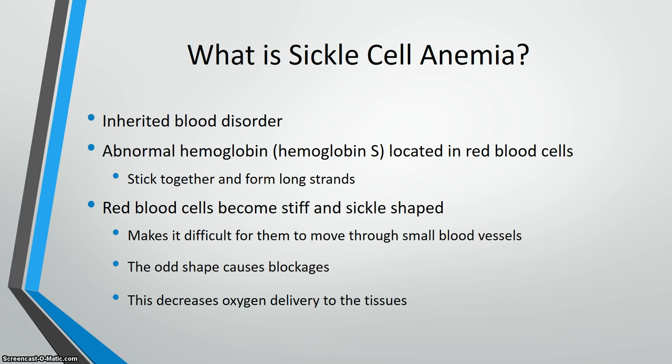So, sickle cell anemia is an inherited blood disorder, and people that are affected by this have abnormal hemoglobin located in their red blood cells. So, hemoglobin basically is a protein that carries oxygen and delivers it to the tissue. However, with people that have sickle cell anemia, this hemoglobin tends to stick together and form long strands within the red blood cells. These strands basically change the shape of the red blood cells, making it look like a sickle, and also makes them stiff.